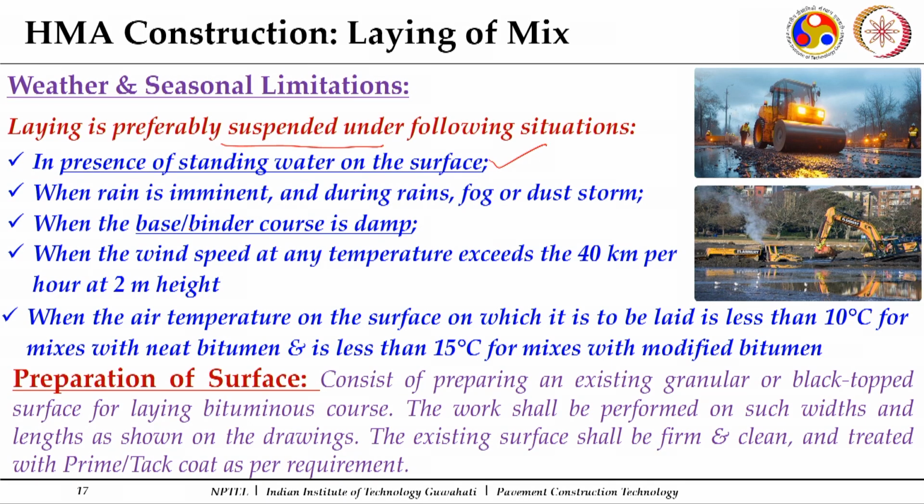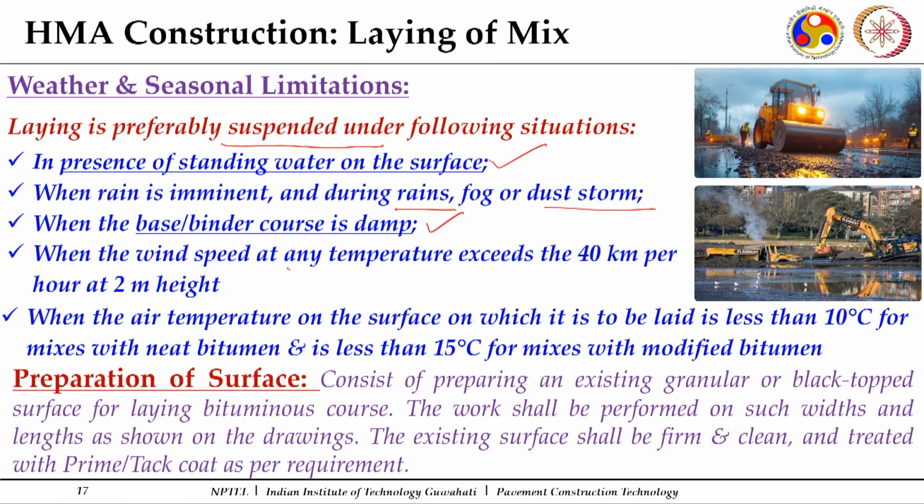Also, during rains, fogs or dust storms, or when rain is imminent, it becomes difficult. Once you start a hot mix plant, it is very costly to stop it. So we need to ensure that at least a good quantity of mix is produced and laid once the hot mix plant is turned on. When the base and binder course over which the hot mix is to be laid is damp, we will also not prefer to put hot mix asphalt over it.